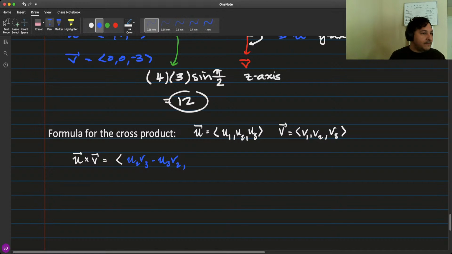You subtract them. For the second component, I'm going to use the first and third. So I'll do u1 v3 minus u3 v1, and put a minus in front of it. And then for the third component, I'll use the first and second. So you would do u1 v2 minus u2 v1.